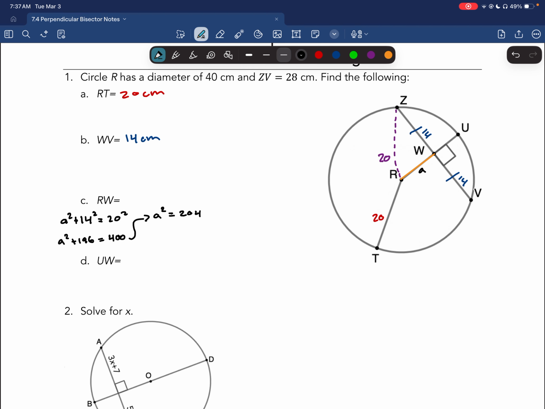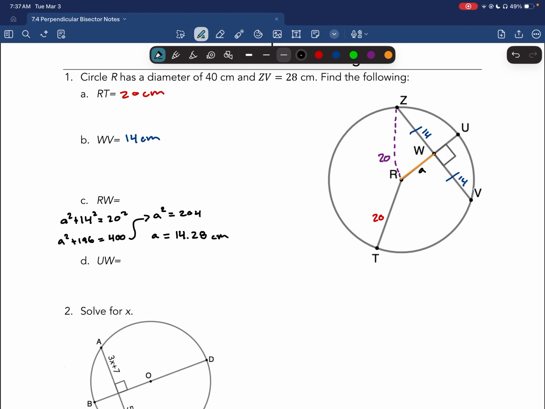And then the last step to get A by itself is I've got to get rid of this square. So I'm going to square root both sides. So A is going to equal 14.28 centimeters. Okay. So the distance between R and W is 14.28 centimeters.